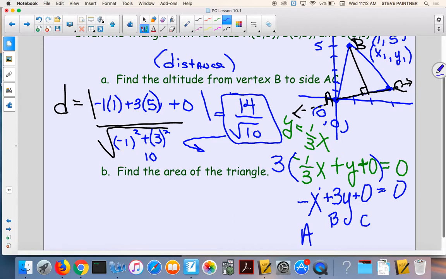Are we talking about rationalizing and putting the radical on top? Yep, that's what rationalize is. 14 square root of 10 over 10. And that reduces to 7 square root of 10 over 5. Yeah, there it is. So you could work with this or this as your answer, I guess.